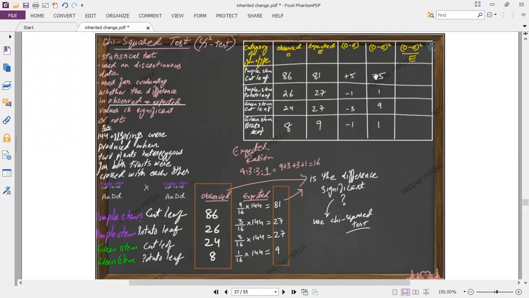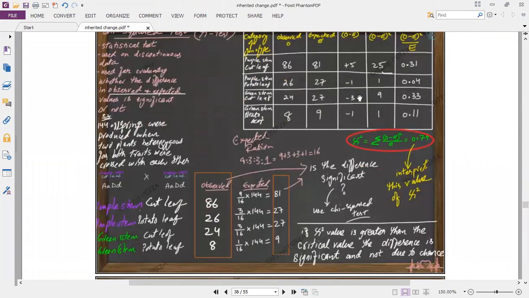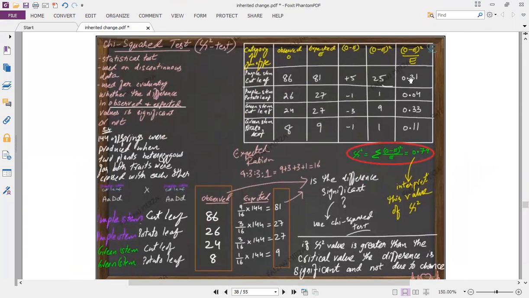The squared value, this 25 for the first row, will be divided by 81. The value 1 will be divided by 27, 9 by 27, and 1 by 9. These are the expected values for each. So you just divide them, and when you divide them, you get your last column filled. You fill these up with two decimal places. So this is 0.31, 0.04, 0.33, 0.11.